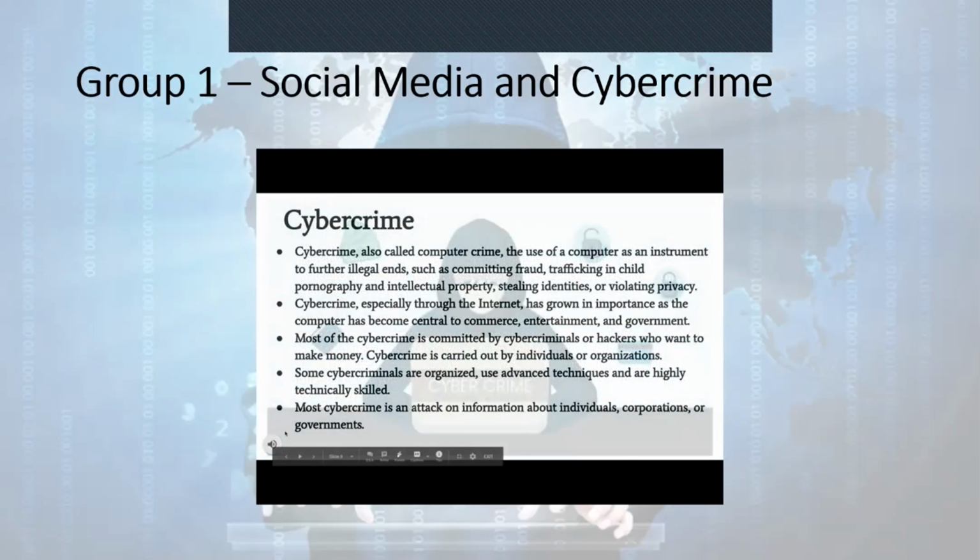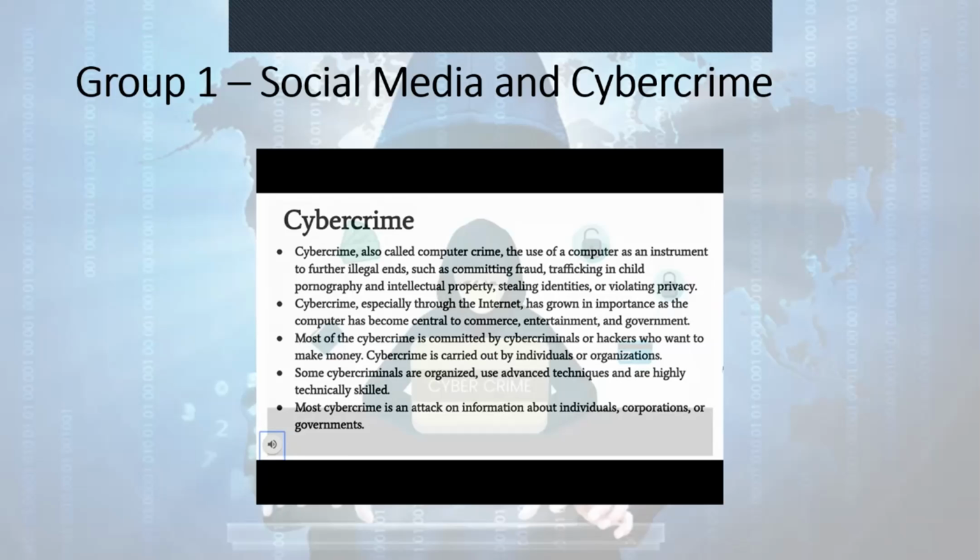Cybercrime. It is also known as computer crime, the use of a computer as an instrument to further illegal ends, such as committing fraud, trafficking in child pornography and intellectual property, stealing identities, or violating privacy. Cybercrime, especially through the internet, has grown in importance as the computer has become central to commerce, entertainment, and government.